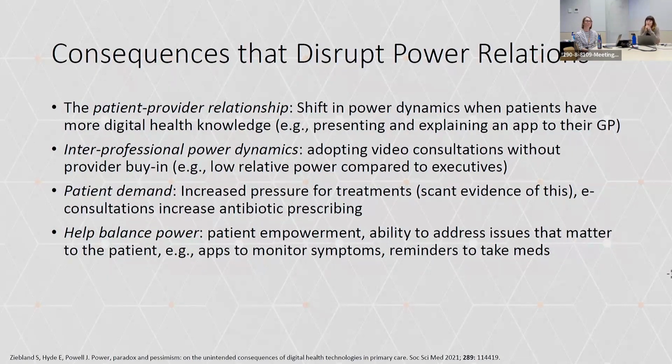And so the patient-provider relationship is when you have that shift in dynamics when patients have more knowledge. In the paper, they provide the example of patients coming to their GP with a new app and saying, hey, look, I have this new app. It helps me manage my diabetes. And the GP doesn't know about the app. So in some ways, it's kind of shifting the power dynamic away from the provider, which depending on your perspective might be negative or positive.